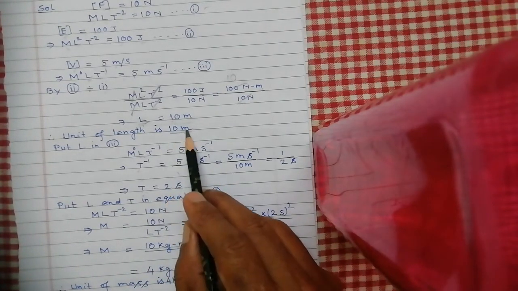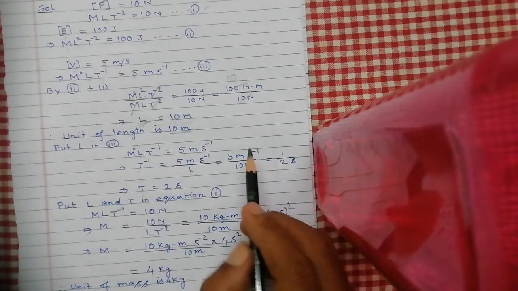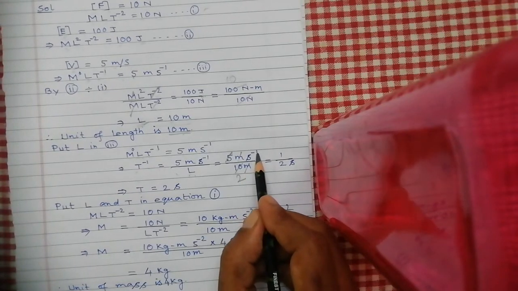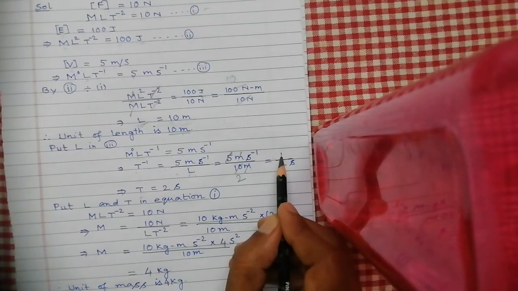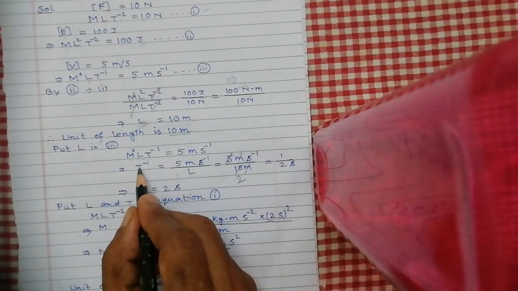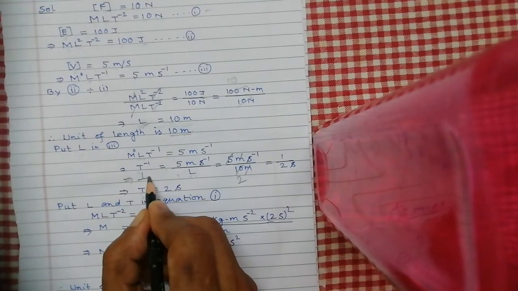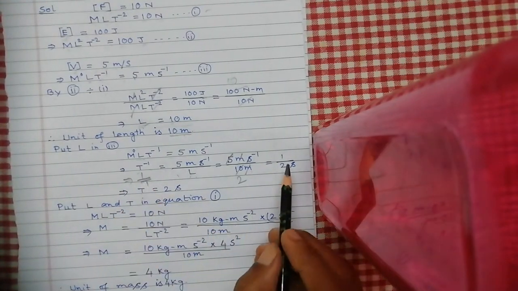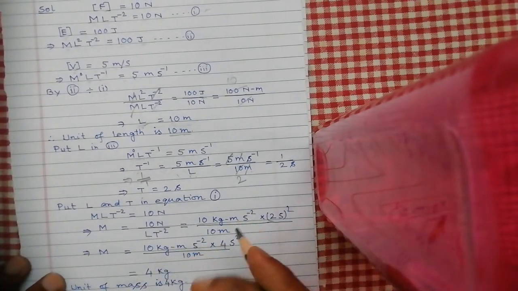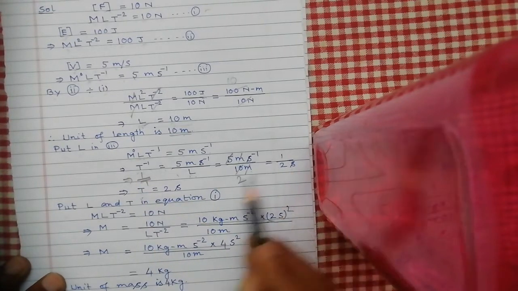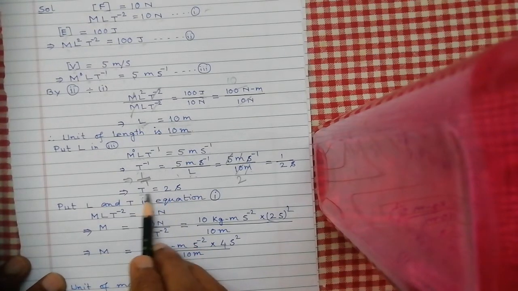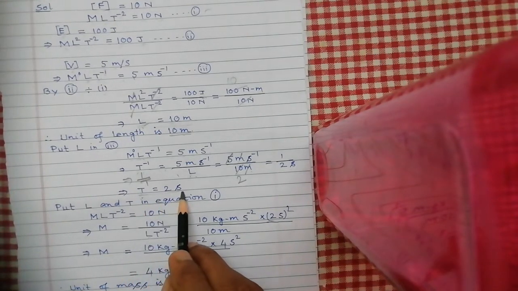The value of L is 10 meter, put 10 meter. Now 5 and 10 remain, and meter and meter are cancelled. Here s to the power minus 1 means the denominator is s, so 1 by 2s. Here t to the power minus 1 means 1 by t, so 1 by t is equal to 1 by 2s. Now reverse both sides, so you get t equal to 2s. This is the unit of time. So the unit of time is 2 seconds.